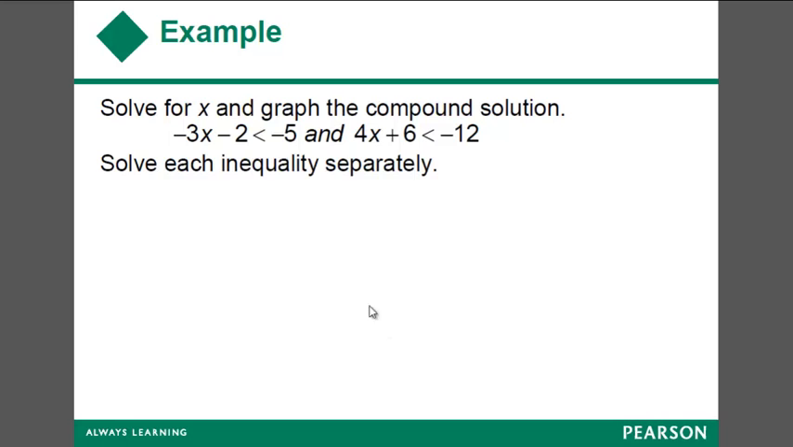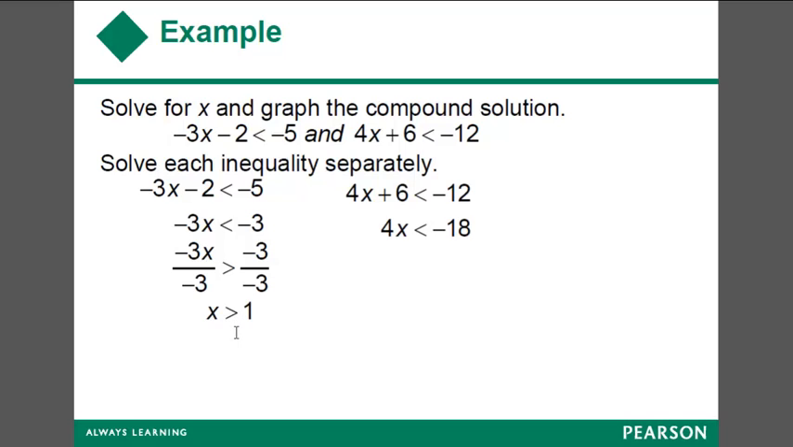If we solve this compound inequality, we have negative 3x minus 2 is less than negative 5, and 4x plus 6 less than negative 12. So I start solving, and I add 2 to both sides, and I get negative 3x is less than negative 3. I divide by negative 3. Remember, when I divide by a negative, I reverse the inequality, and I get x is greater than 1.